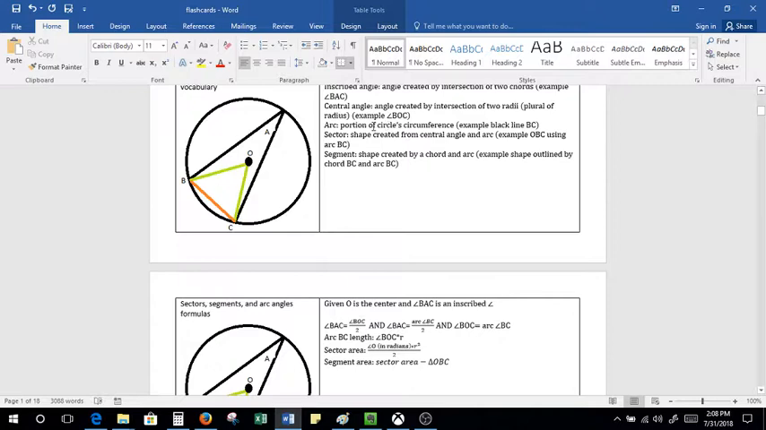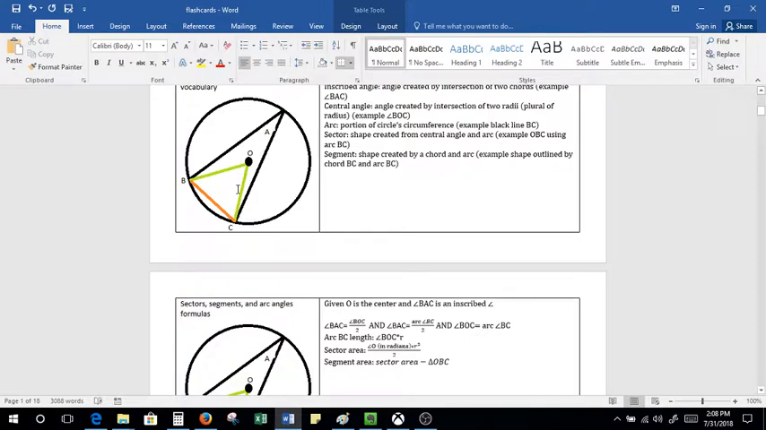An arc is a portion of a circle's circumference. An example is the black line BC. So BC could either be this orange line here or the black line that goes around. We're talking about the line that goes around, so the actual line on the circle. That is an arc. The sector is the shape created from central angle and arc.